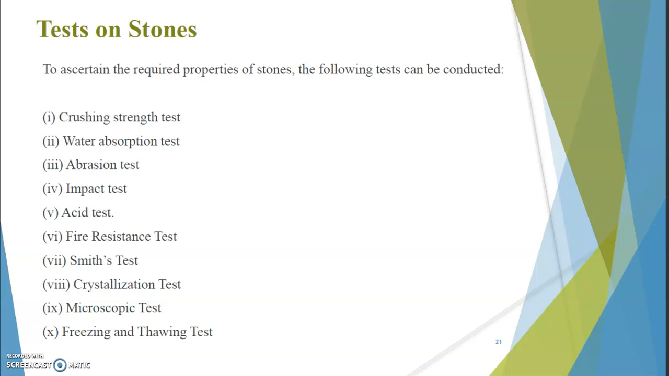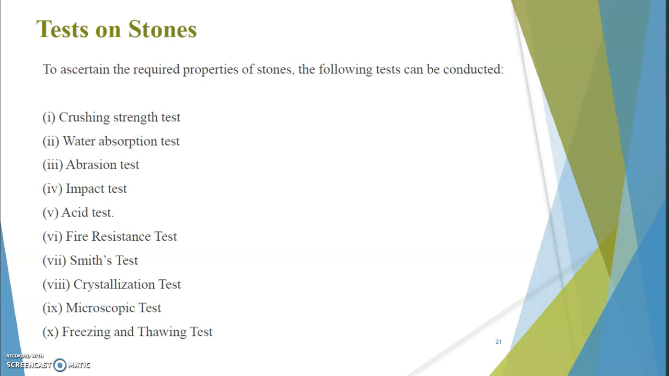Hello students, in the last video we have seen the important properties of stones which are required for construction purposes. In this video we will be seeing about the basic laboratory based tests which are conducted on stones to attain their properties. So the list of the tests are being given here: crushing strength test, water absorption test, abrasion test, impact test, acid, fire resistance test, Smith's test, crystallization and microscopic test, then finally freezing and thawing test.